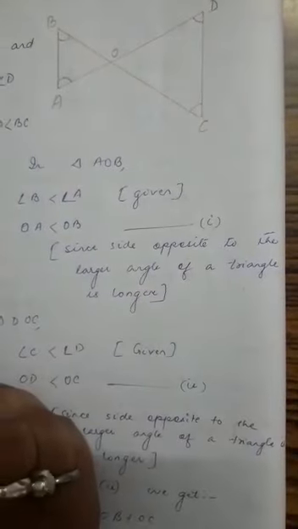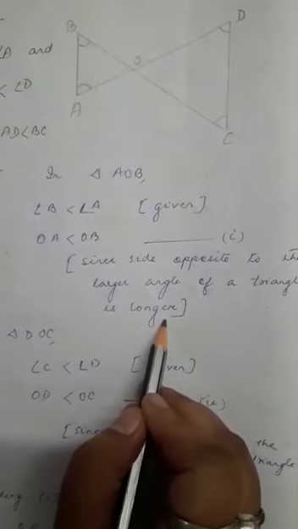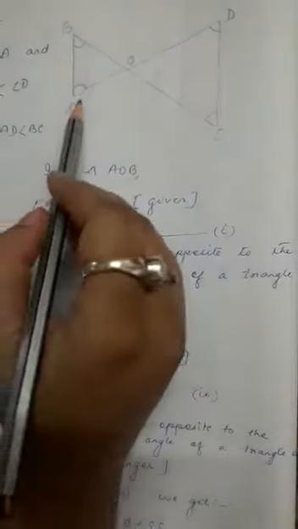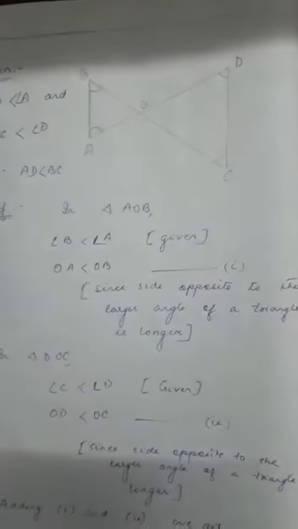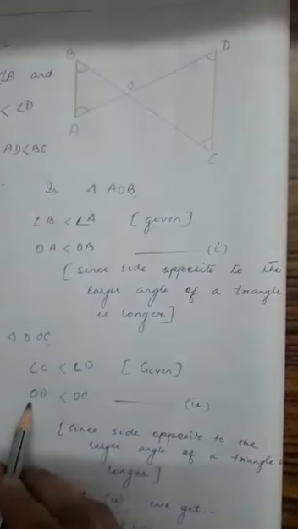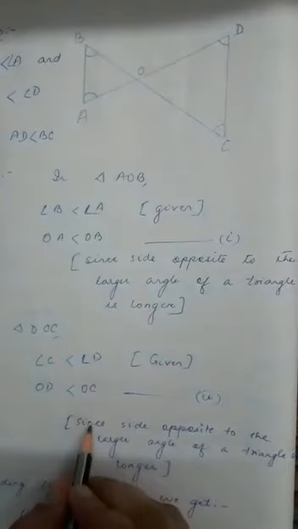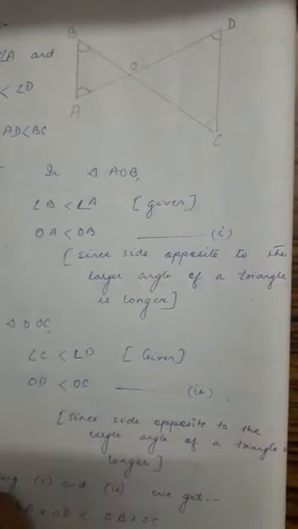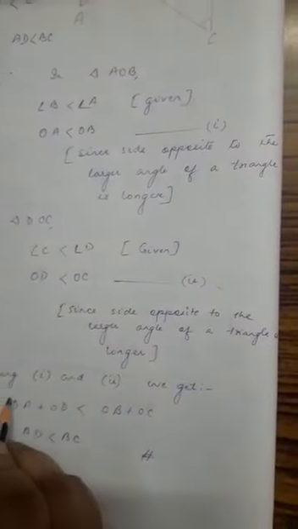Keep this as equation number 1, and the reason for this is that the side opposite to the larger angle of a triangle is larger. Next, we have considered triangle AOB. Now we will consider the triangle DOC. In triangle DOC, angle C is less than angle D, it is given to us. The side opposite to angle C is OD and the side opposite to angle D is OC. Keep this as equation number 2. Same condition: the side opposite to the larger angle of a triangle is larger.